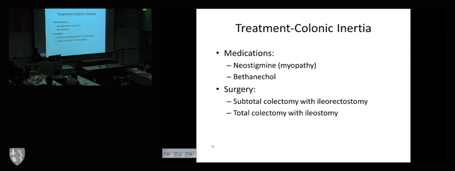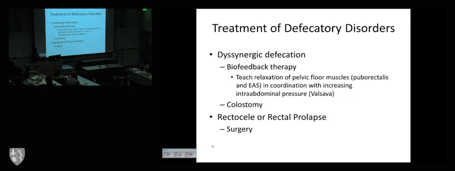And then for the very refractory patients, you can do a subtotal colectomy, either with a rectal anastomosis if there's normal pelvic floor function, or do a total colectomy with ileostomy if the pelvic floor is not functioning well. And then I'm going to run over just a little bit, but I wanted to spend some time and talk about defecatory disorders and how to treat that because it is so common.